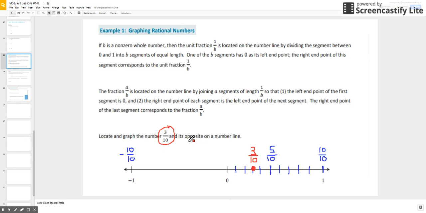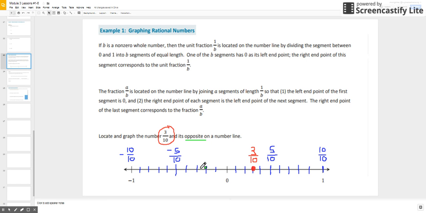And now I have to do its opposite. I'm going to do the same thing I did on the positive side. I want to first cut it in half because 10 is an even number. Since I'm going in the opposite direction, this is negative 5/10. And I do the same thing. I break this up, 4 lines in between. There's negative 1/10, negative 2/10, negative 3/10, negative 4/10. And I continue going: negative 5/10 here, negative 6/10, negative 7/10, negative 8/10, and then negative 9/10.